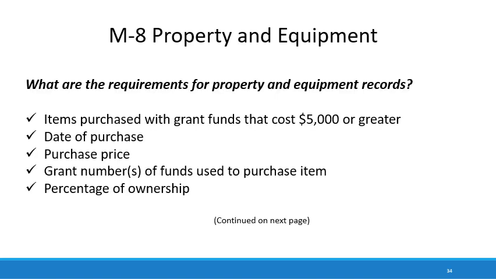The requirements for tracking of property and equipment are that items purchased with grant funds that cost $5,000 or greater be tracked. They should include the date of purchase, the purchase price, the grant number or grant numbers of funds used to purchase an item, and the percentage of ownership.